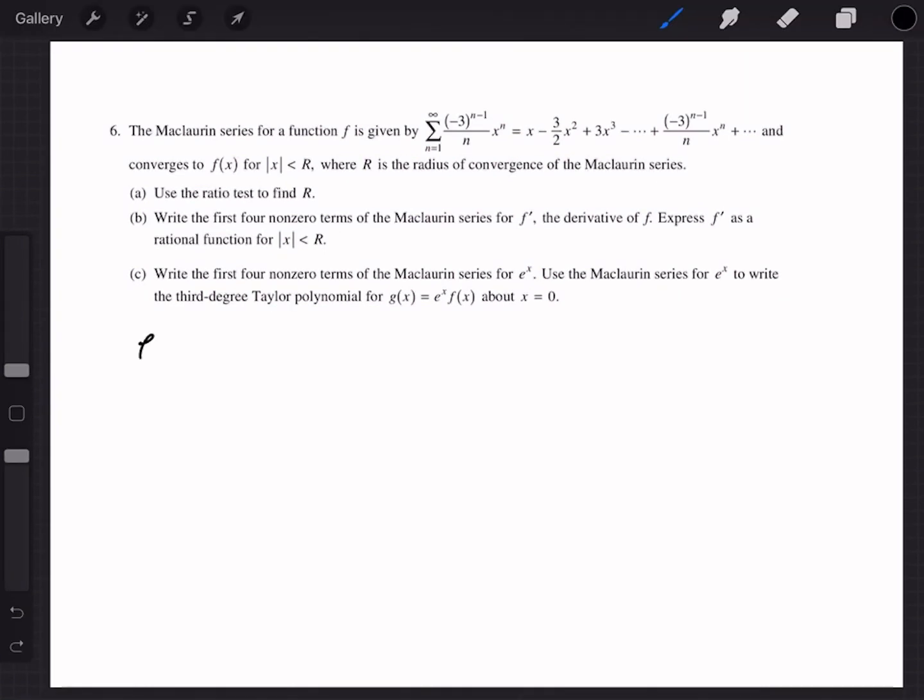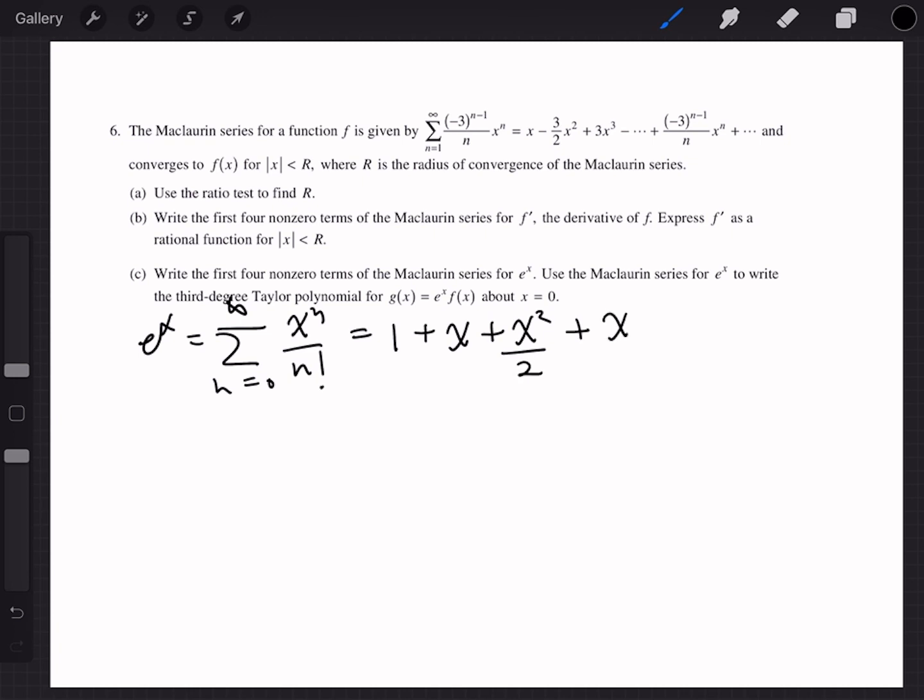First, let's find the expansion of e to the x. The power series is the series n equals 0 to infinity x to the n over n factorial, which is one of the most basic ones you should memorize before the test, or the riddle. The first 4 terms is then 1 plus x, plus x squared over 2 factorial, or just 2, plus x cubed over 3 factorial, or just 6.